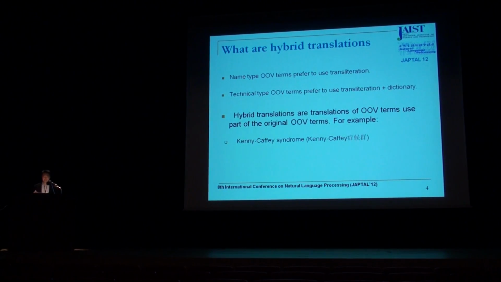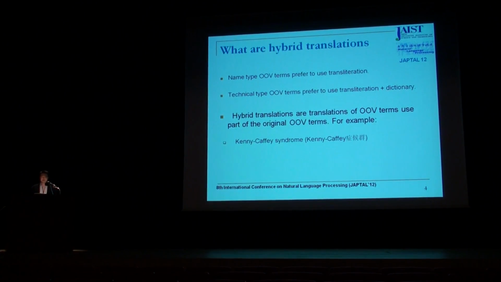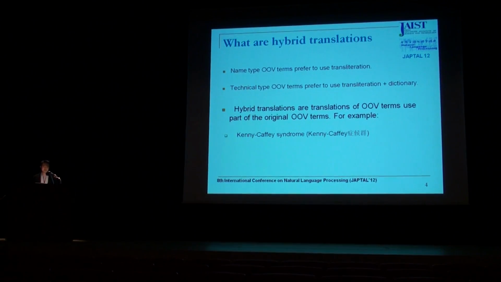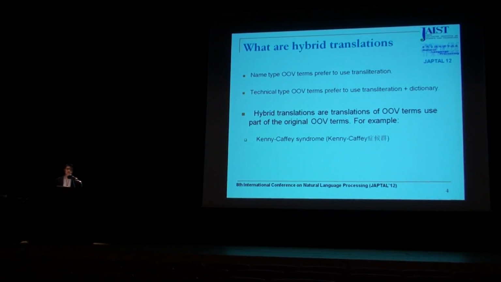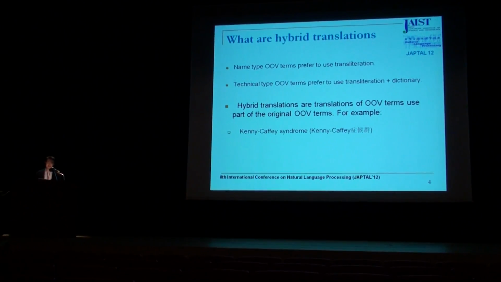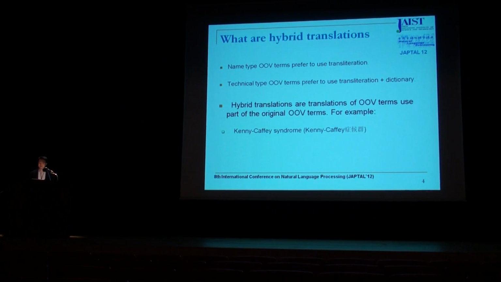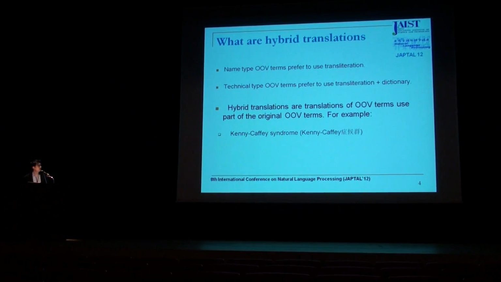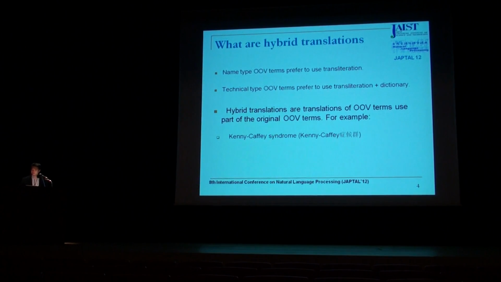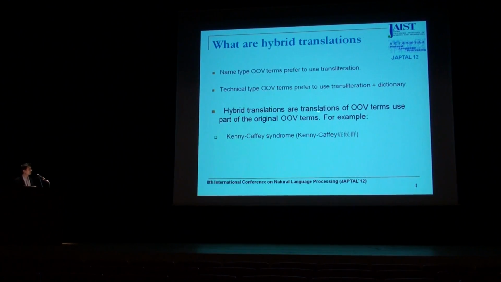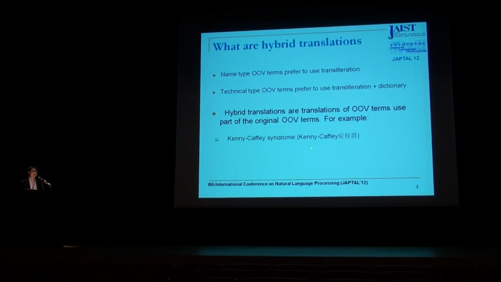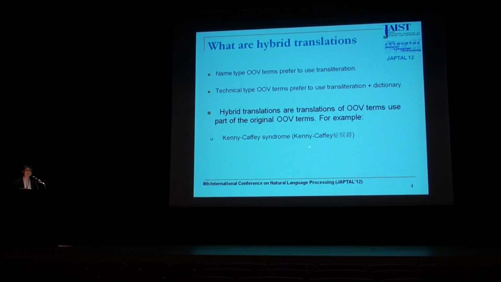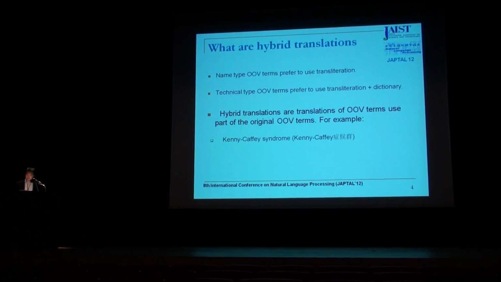So hyper translations are translations of OOV terms that use part of the original OOV term. For example, we have a disease. This disease is taken from the ICD-9, the International Classification of Disease. And it's a Kenny-Caffey syndrome. And we have the Chinese translation over there. Actually, part of the Chinese translation is English characters. So it's the English alphabet, it's not Chinese characters. And most existing systems do not solve this kind of problem.